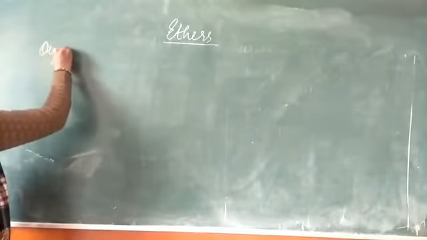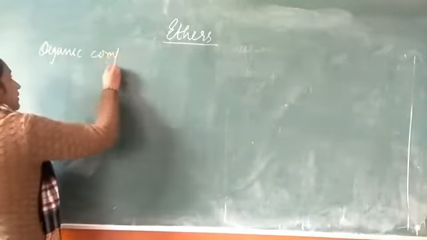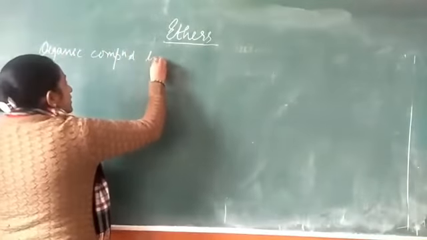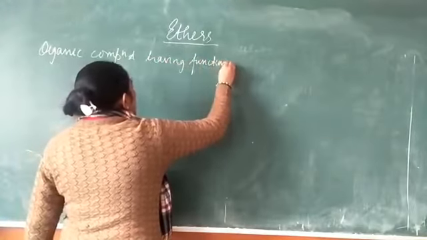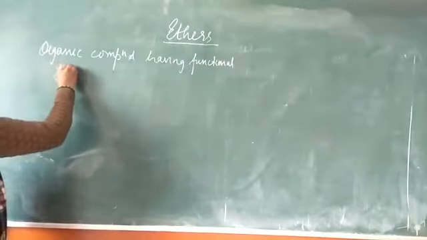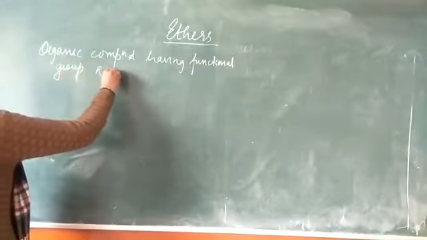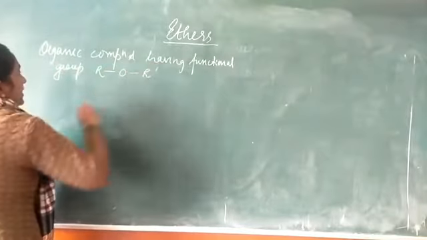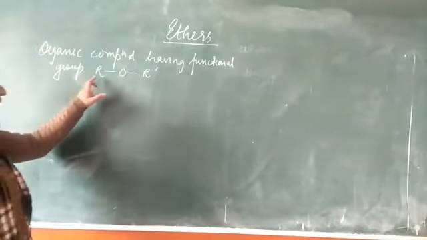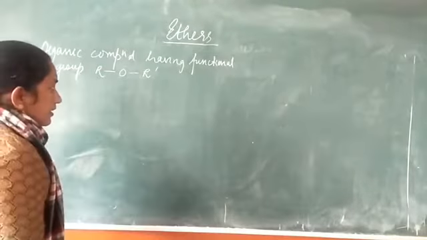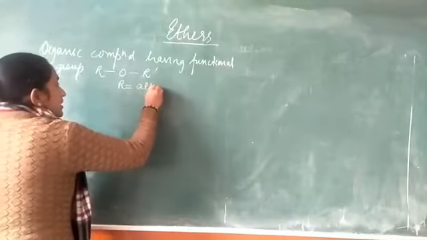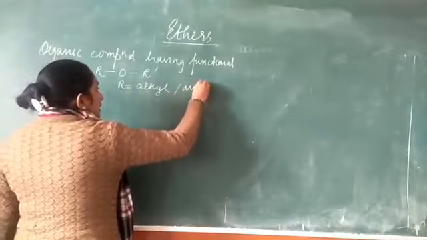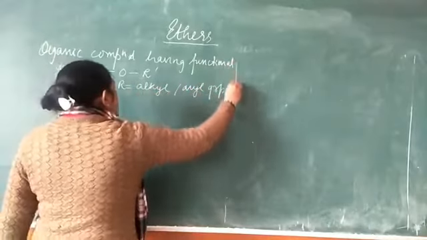So what is ether? They are the organic compounds having the functional group R-O-R. Where students, the R can be the same or it can be different. R here is the alkyl group. Here R is an alkyl or aryl group.